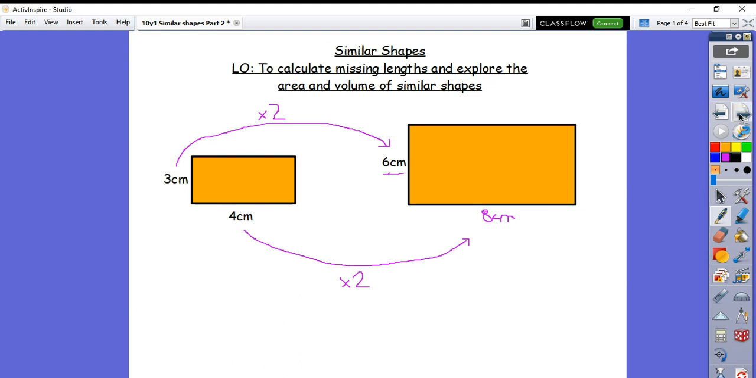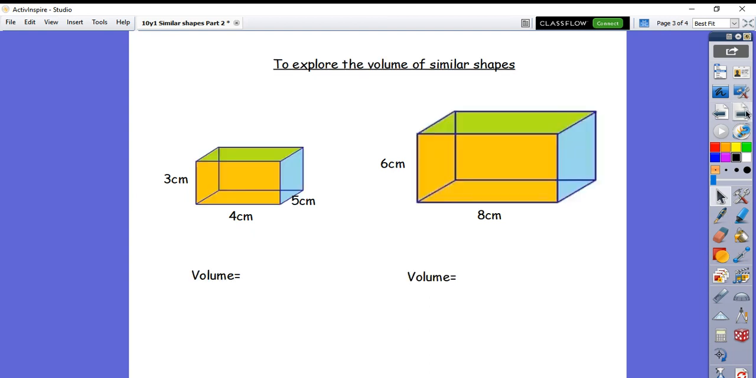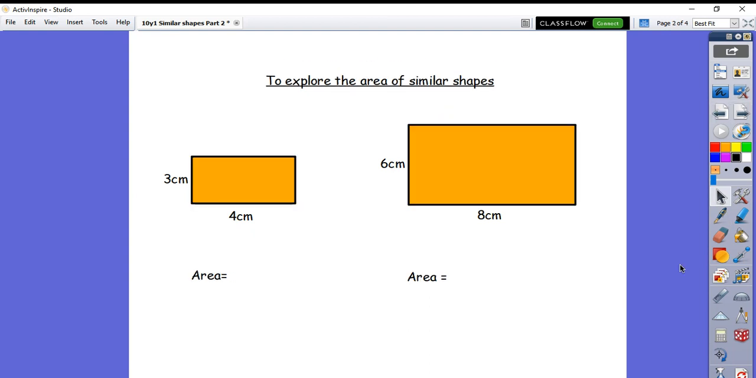So moving on, let's have a look at, I've moved on too far, area. So we already said that we had a scale factor of 2, didn't we? So we knew it was 3 multiplied by 2 gave us 6, and 4 multiplied by 2 gave us 8. So now let's have a look at the area. So to work out the area of this first shape, I know that I would do 3 multiplied by 4 to get 12 centimetres squared.